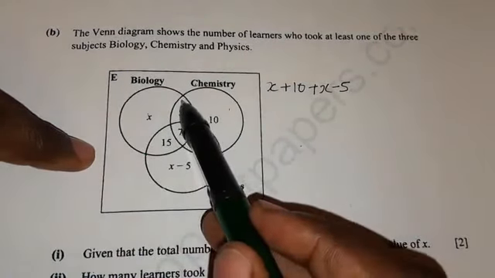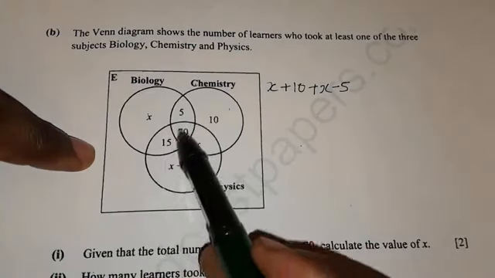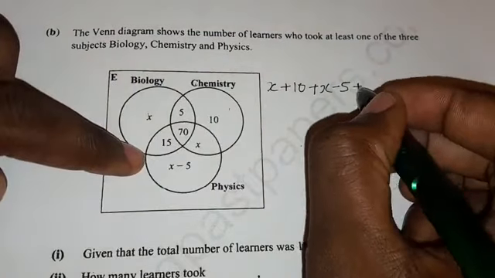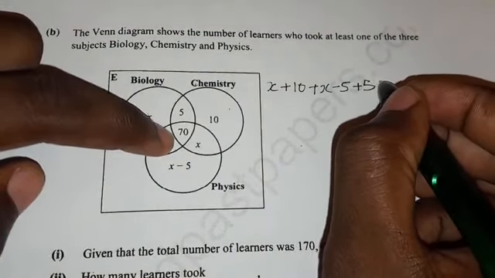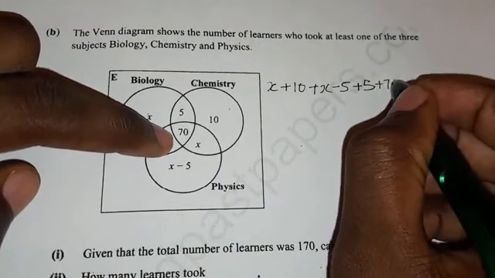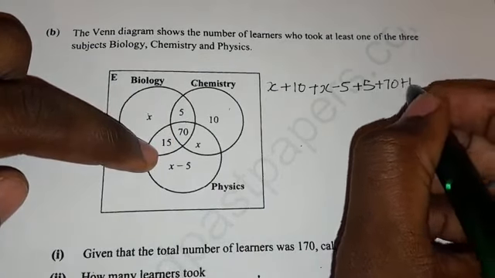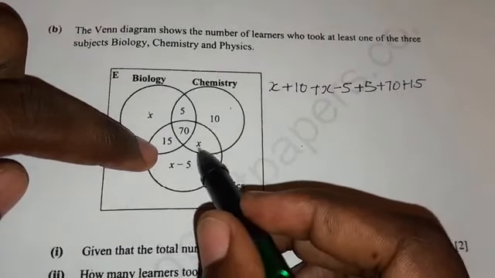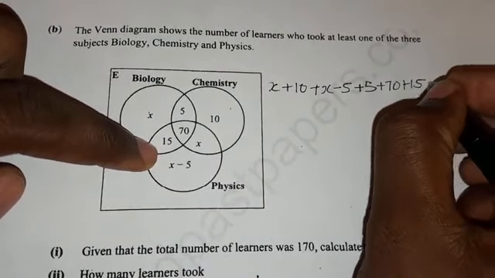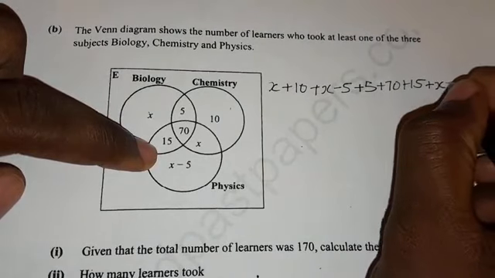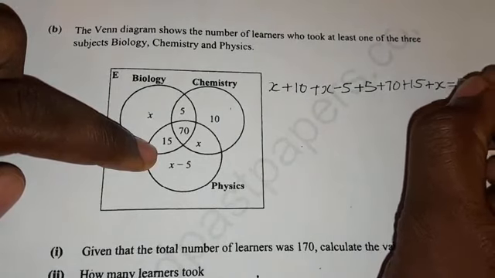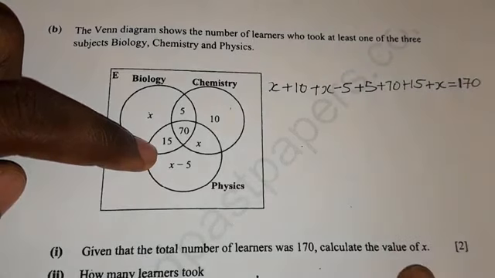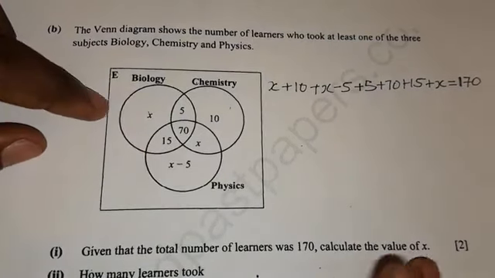Now we can add these that are in this intersection. Okay, so we have plus 5 plus 70 plus 15. So we are remaining with this plus x. This should equal to 170. That's the information that we've been given.